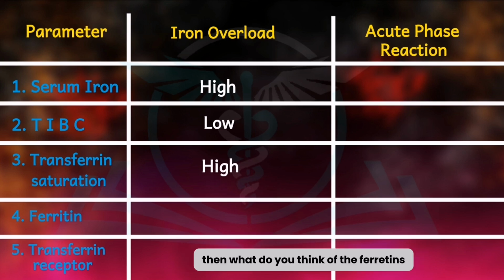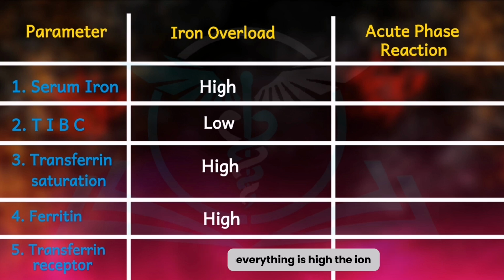Then what do you think of the ferritin? Because of a high iron in the body, the ferritin stores will also be high. Okay, so if you think along this line, you would understand iron overload, everything is high. The total iron in the body is very high.